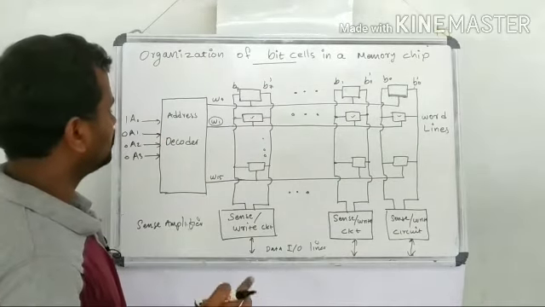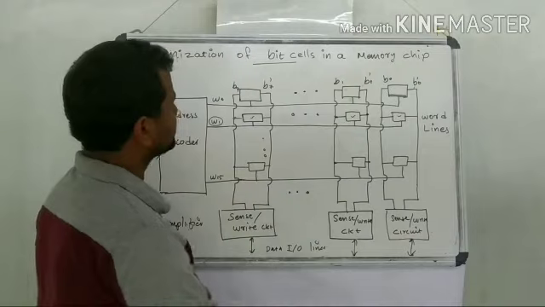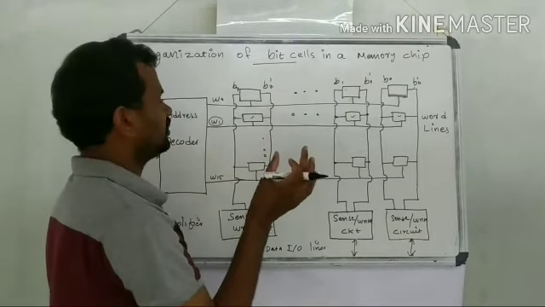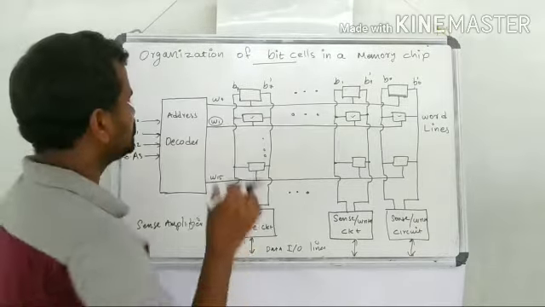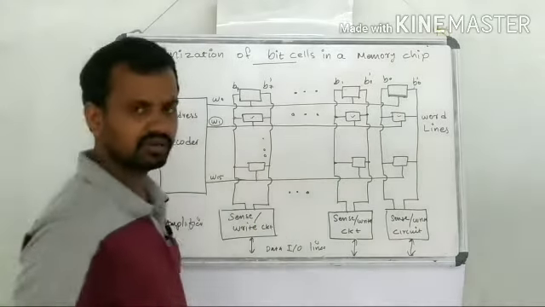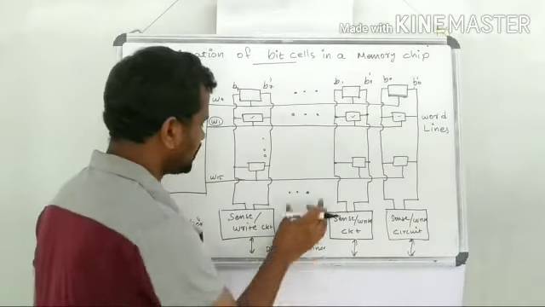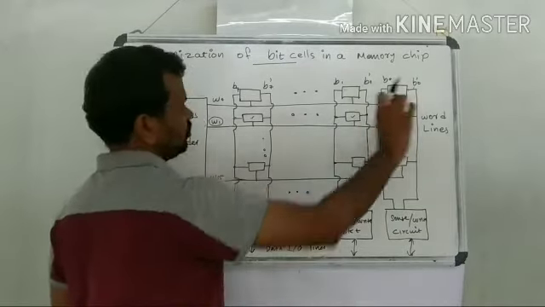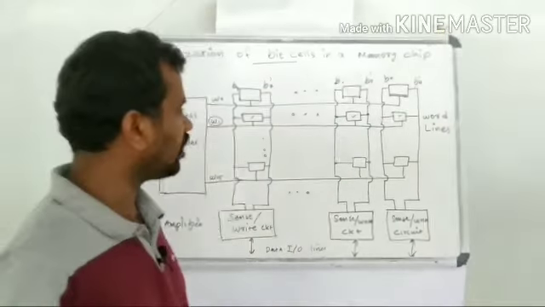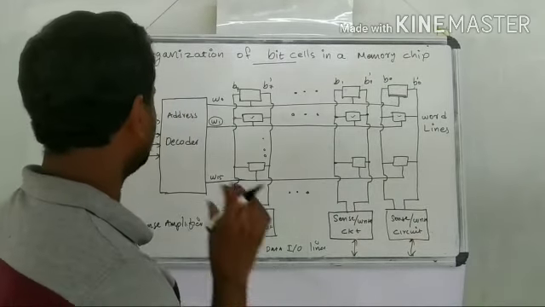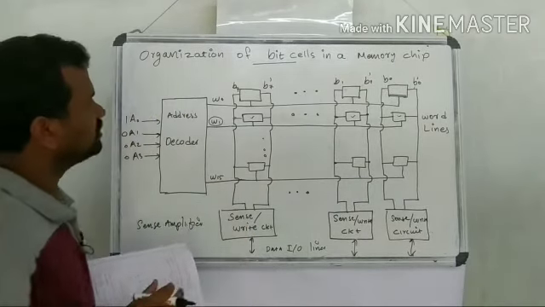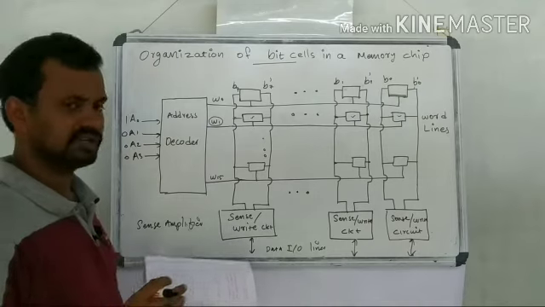That content will be placed into these cells. That is, the data present on the data lines will be written to this row. That is how a write operation will be performed. So this is the organization of the bit cells within a memory chip.